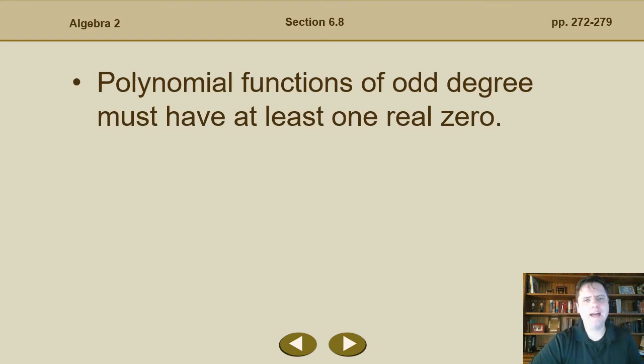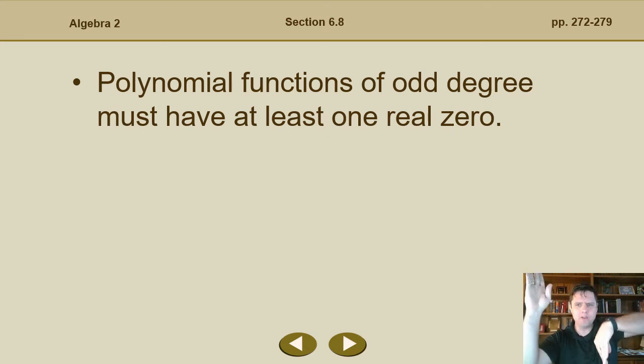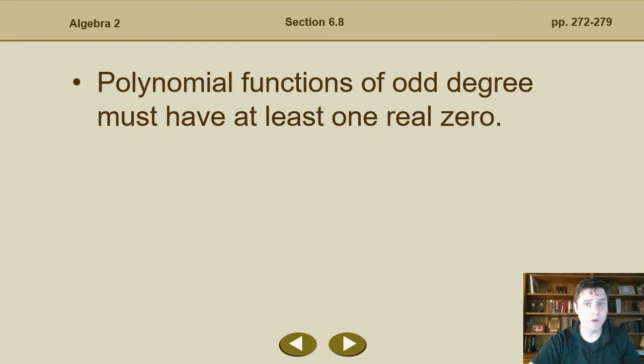Polynomial functions of odd degree must have at least one real zero. Notice that this must be the case because if one end goes up and the other goes down, going to positive and negative infinity, at some point it will cross the x-axis. There will be one real zero. There will at least be one real zero.